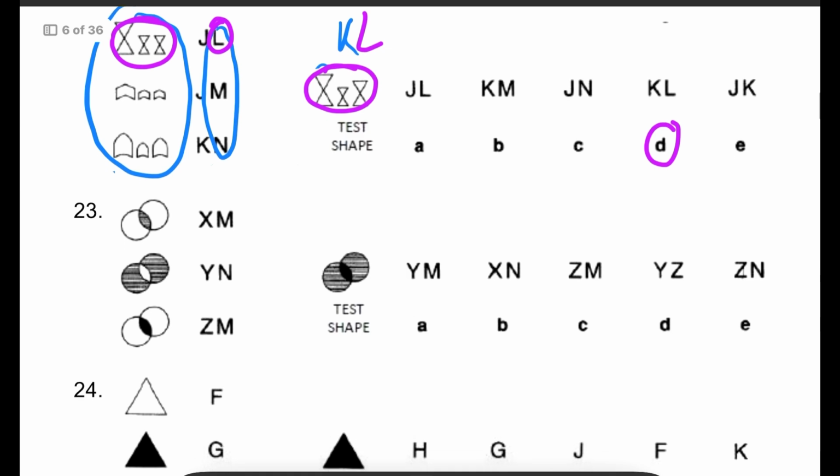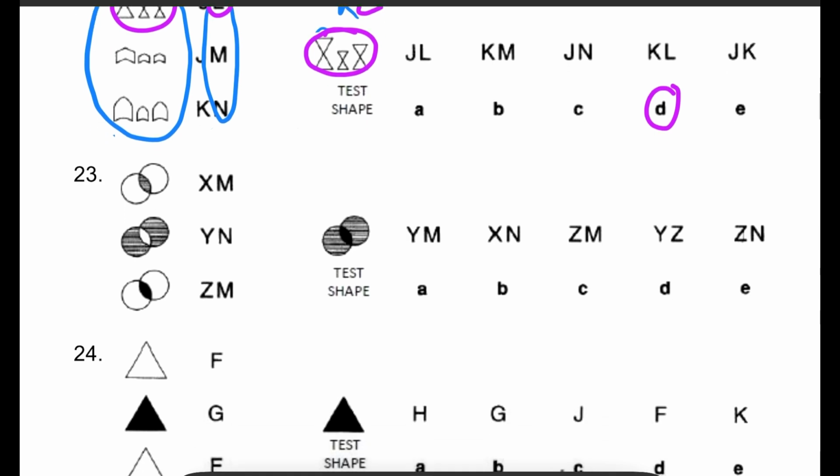Then on to question 23. So there's three different first letters, but these two both have an M as the second letter. And as you can see, the overlap of the circles is the one that's shaded in.